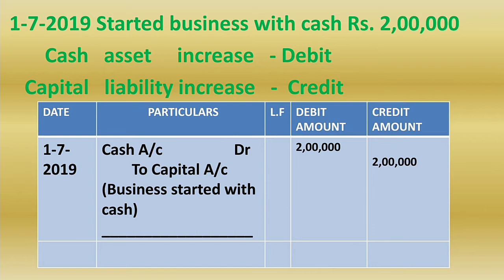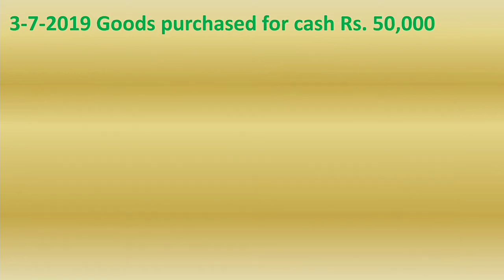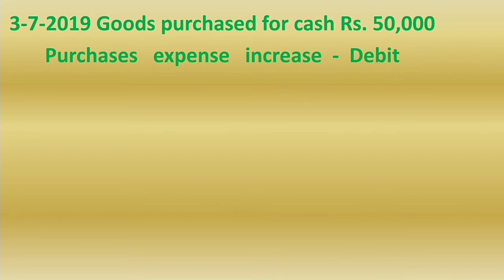Okay. So the next one. Goods purchased for cash rupees 50,000. Purchase of goods is known as purchases. So the first account is purchases account. Purchases is an expense. Then the expenses of the business increased. When expenses increase, debit expenses account. Then debit purchases account. Here the goods purchased for cash.